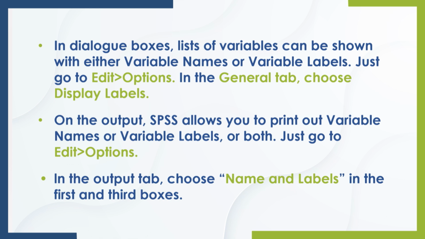Just go to Edit, Options. In the General tab, choose Display Labels. On the output, SPSS allows you to print variable names or variable labels or both. For that, you just go to Edit, Options. In the Output tab, choose Names and Labels in the first and third boxes, then click OK. Then you will get the Display Labels list.